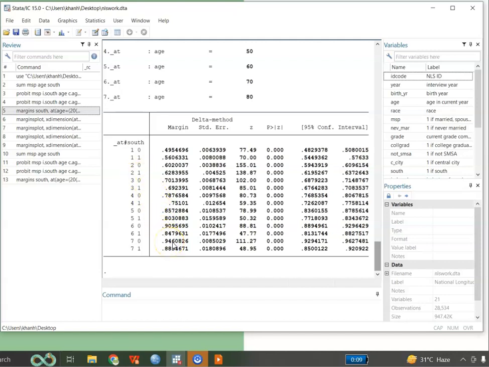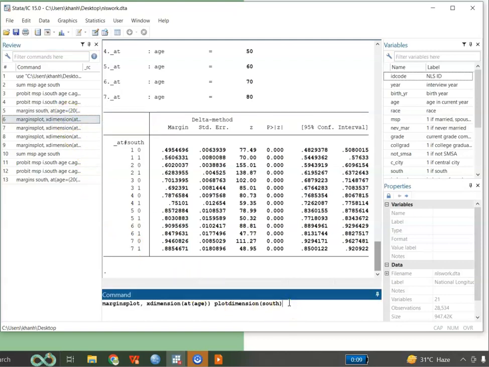And finally, this is the marginal predicted probability of someone being married and living with spouse, given that he is at age 80 and he is not living in the south. And this is the marginal predicted probability of someone being married and living with spouse, given that he is living in the south and he is age 80. And after that, I want to plot these marginal expected probabilities.